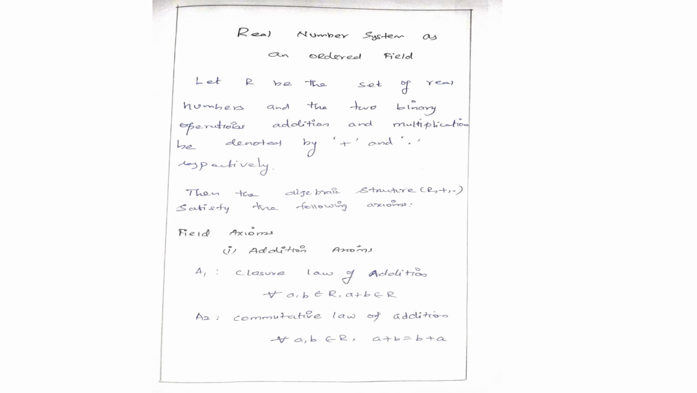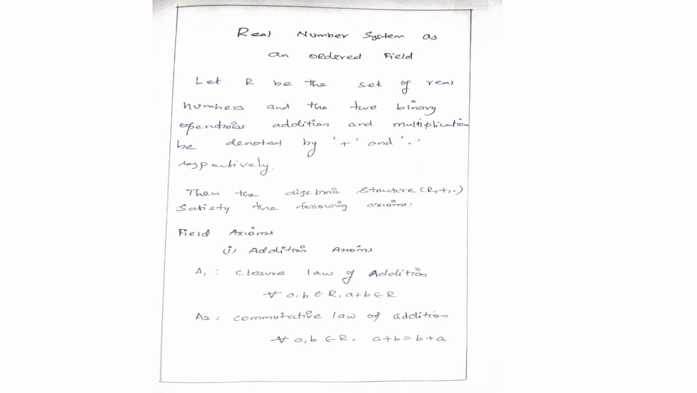Let R be the set of real numbers, and the two binary operations, addition and multiplication, be denoted by plus and dot respectively. So we know about the two binary operations. The first one is addition, denoted by plus, and multiplication, denoted by dot. If these two binary operations satisfy the following conditions, then we say that the real numbers form an algebraic structure and also an ordered field. The algebraic structure (R, +, ·) should satisfy the following axioms. If we satisfy all the axioms, it is an algebraic structure.